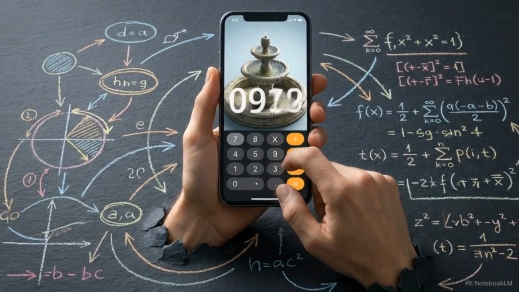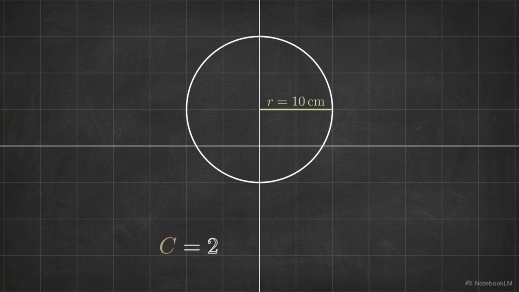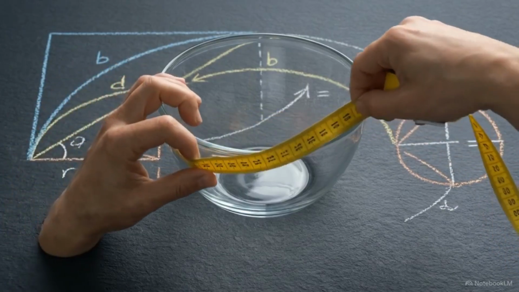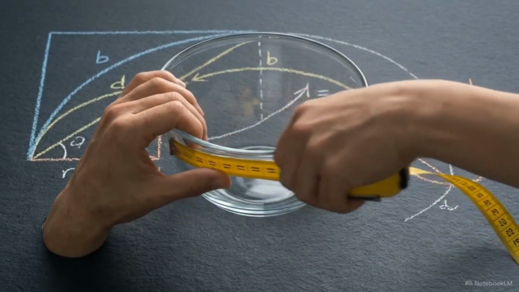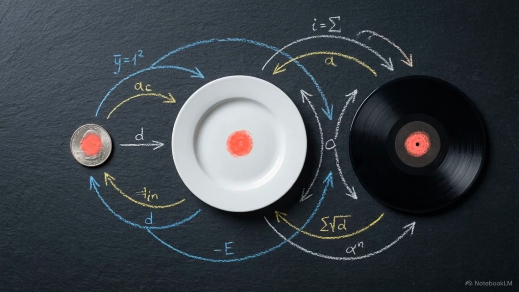Let's try it. Suppose you have a circular object with a radius of exactly 10 centimeters. Using the radius formula, we multiply 2 by pi, using a more precise 3.1416 by our 10 centimeter radius. That gives us a circumference of 62.83 centimeters. Doing that quick multiplication is more accurate and much faster than trying to hold a flexible tape measure against a curved surface. Knowing the radius allows you to calculate the exact outer boundary of any circle.